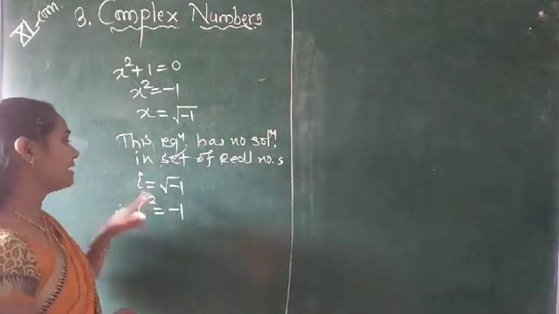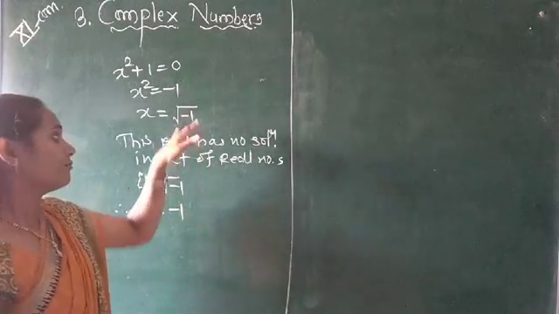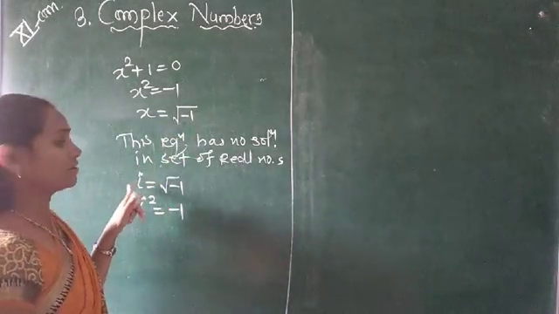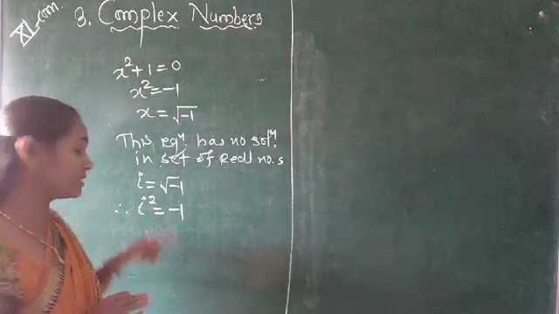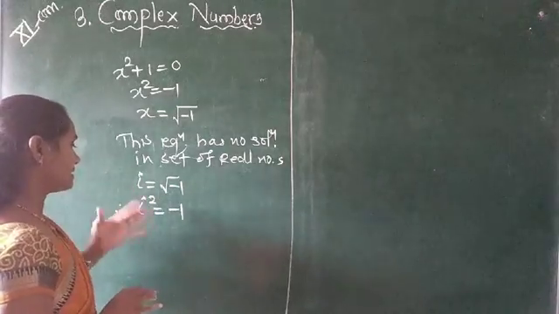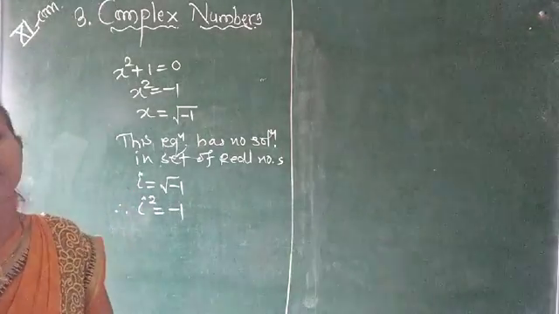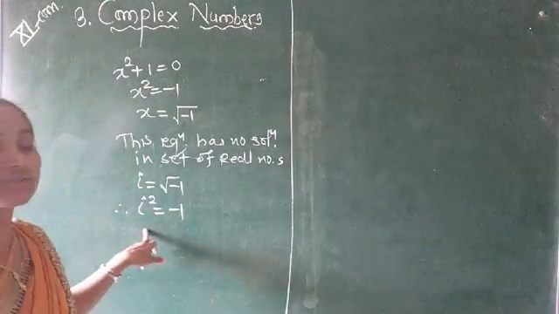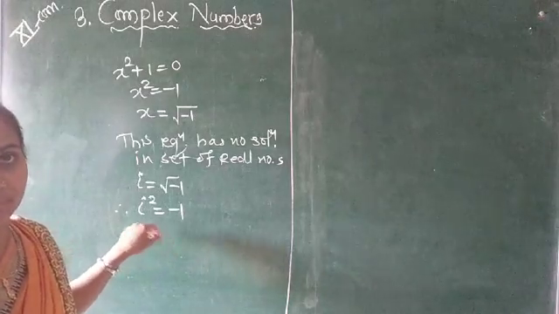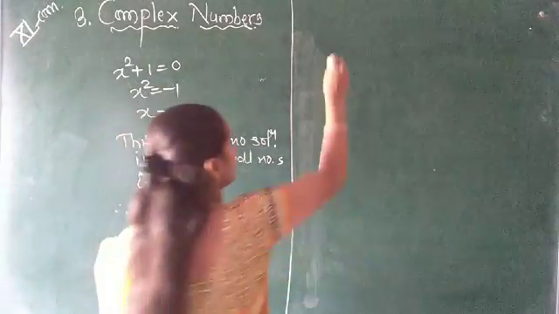What is the value of I? That is root minus 1. For root minus 1, we take the value of I. Here we introduce the new symbol I. Since I square is equal to minus 1, this I is called an imaginary number.